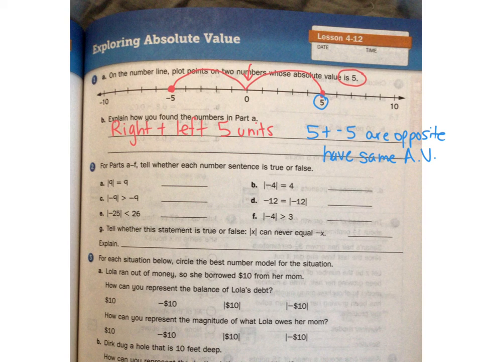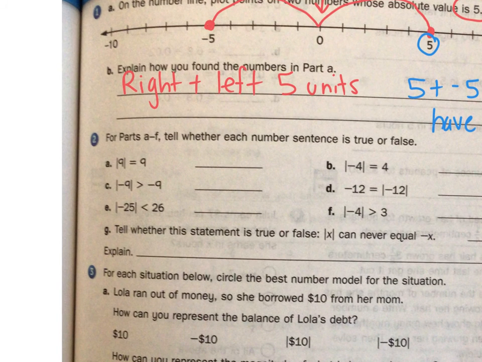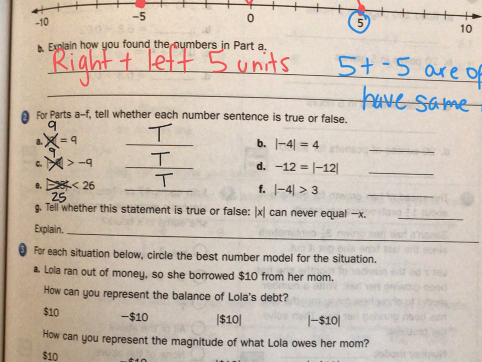Okay? Let's look at some of the next problems. We want to know whether this number sentence is true or false. So if I look at the absolute value of 9, the absolute value of 9 is +9. Does 9 equal 9? Absolutely, it's true. If we look at C, the absolute value of -9 becomes +9. Is +9 greater than -9? That's also true. And finally, the last one, the absolute value of -25 is +25. Is +25 less than 26? That is true. Go ahead and pause your video and try B, D, and F on your own, and then go ahead and play it for the answers.